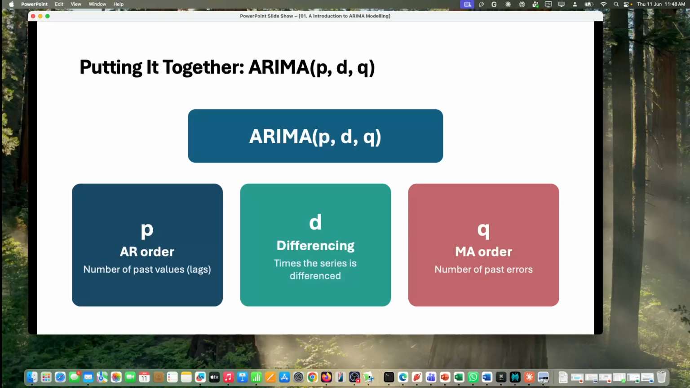But there's no requirement that all ARIMA models should have all of p, d, q. You may have an ARIMA(1,0,0) model, where there's no differencing and no MA. You may have ARIMA(0,1,1), which means you have no AR order, only one differencing, and one moving average error term. So you can have different combinations of p, d, q. How you determine p, d, q, we will discuss as we proceed.